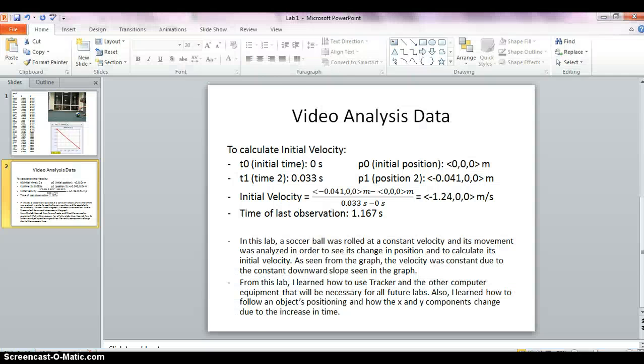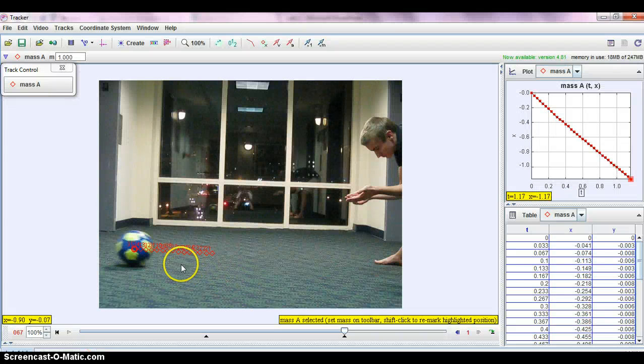The calculations were done right here. As you can see, the ball's initial velocity was found by doing the change in position divided by the change in time. The initial velocity, which is also the average velocity because the time frame is so small, of the soccer ball was found to be negative 1.24 meters per second. The answer is negative because the ball was rolled from right to left, meaning it was going in the negative direction.